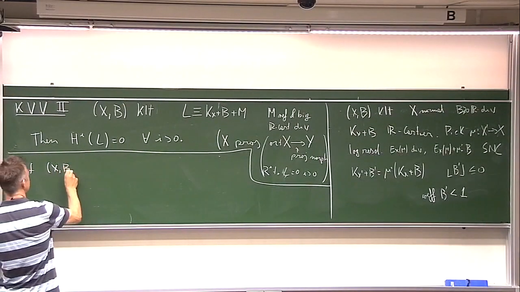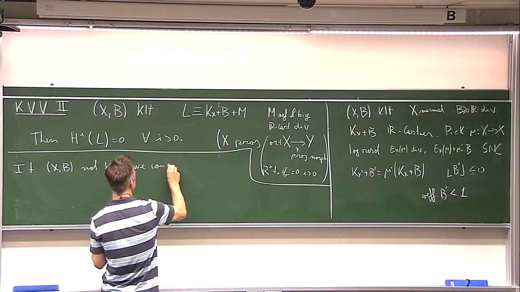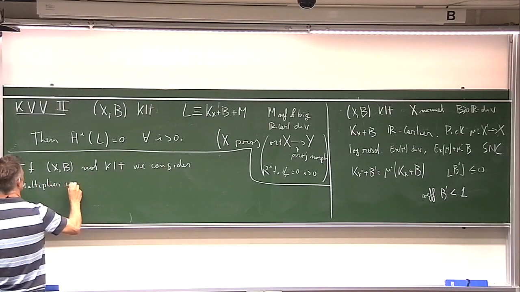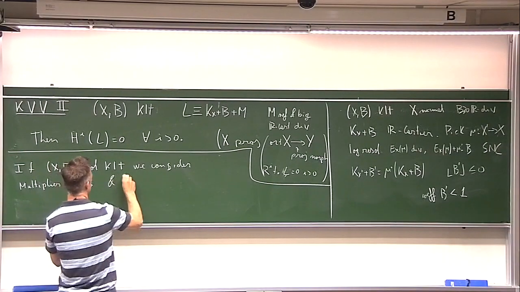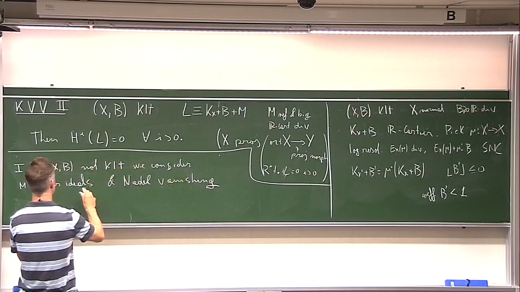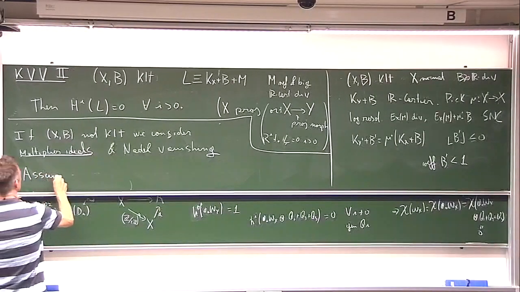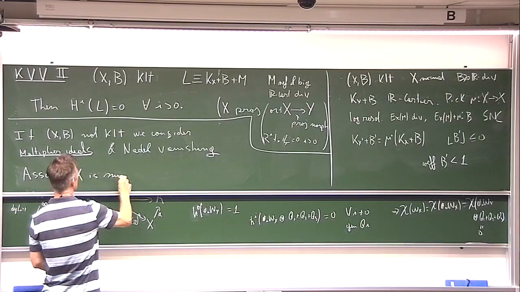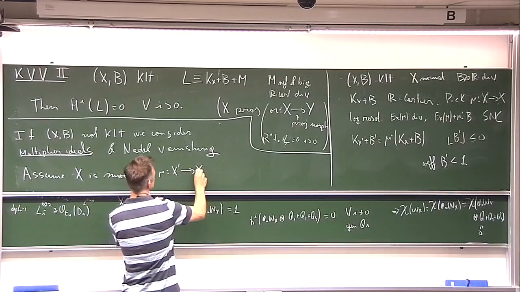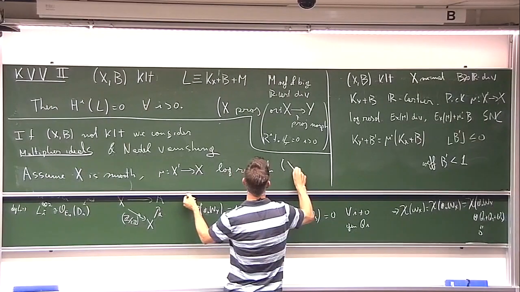If (X, B) is not KLT, we consider the multiplier ideal sheaves, and the corresponding vanishing is known as Nadel vanishing. So let me quickly define what multiplier ideal sheaves are. I think the best thing is to assume that X is smooth. And we consider mu from X prime to X, a log resolution of the pair (X, B).